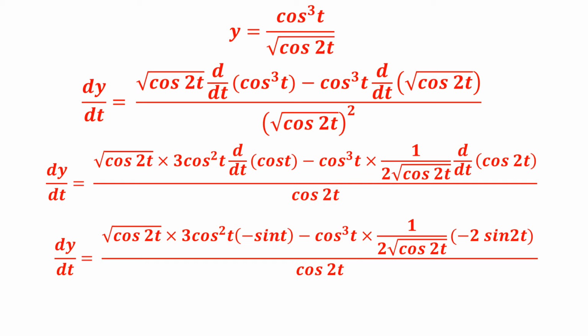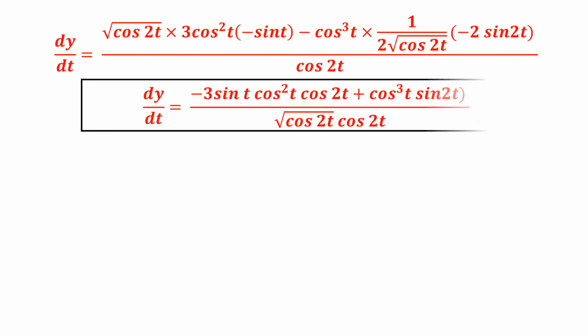Let us continue. Root cos 2t into 3 cos square t, differentiation of cos t is minus sin t, and on the second term the differentiation of cos 2t is minus sin 2t into, once again, differentiation of 2t is 2. You should be very careful whenever you have a multiple angle, you have to differentiate it once again. Therefore cos 2t differentiation is not minus sin 2t, it is minus 2 sin 2t. 2 will get cancelled.